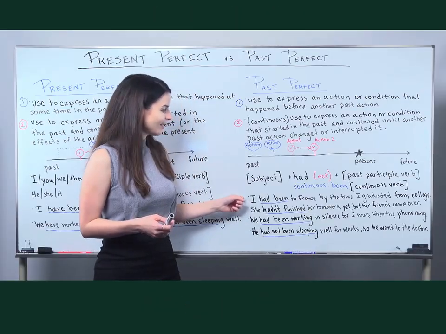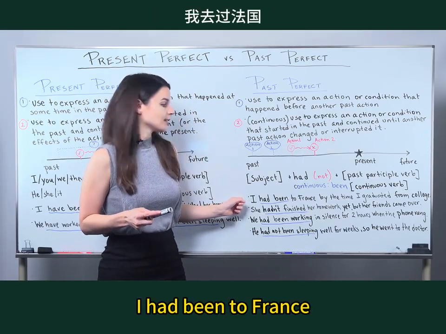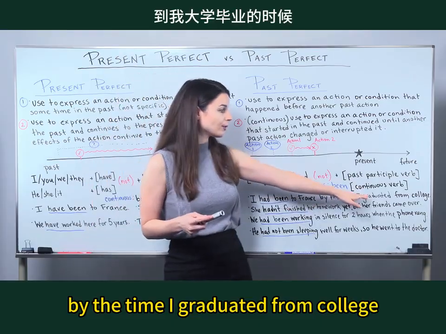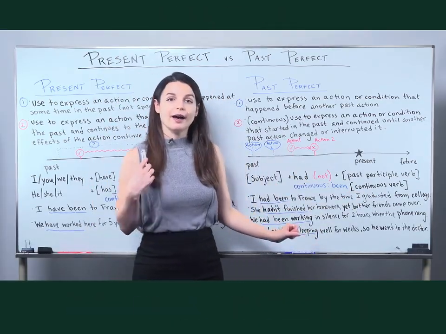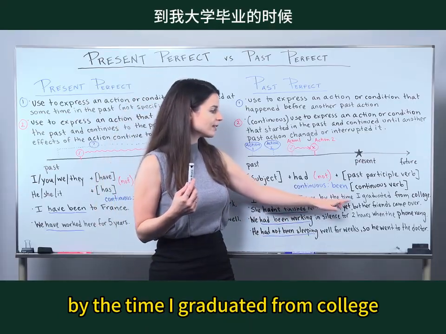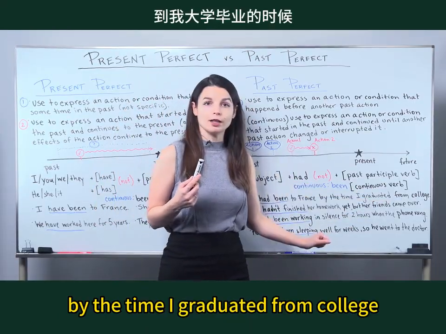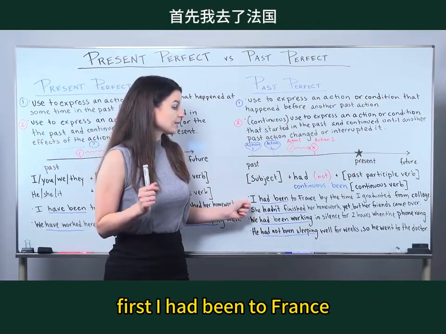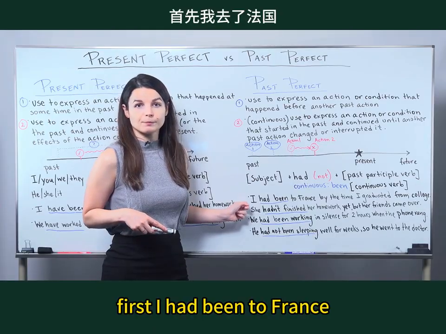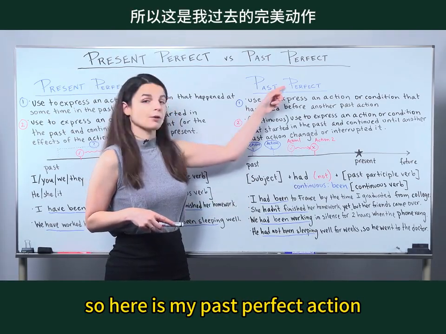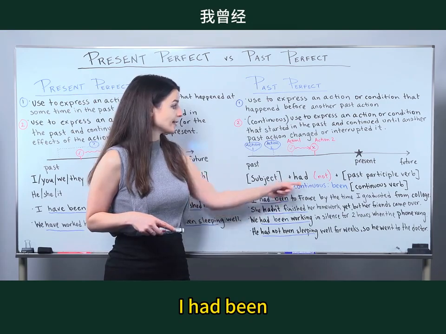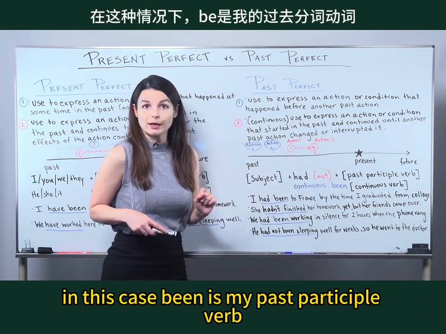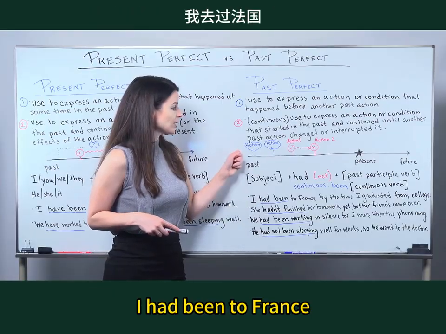First one: I had been to France by the time I graduated from college. So what are the two actions in this sentence? First, I had been to France. So here is my past perfect action. I had been. In this case, been is my past participle verb.